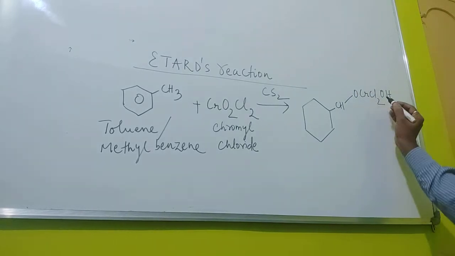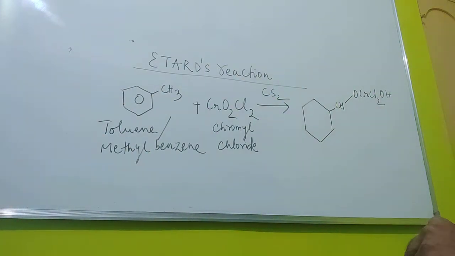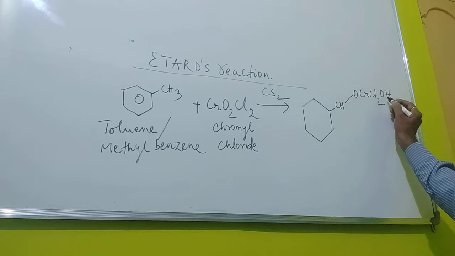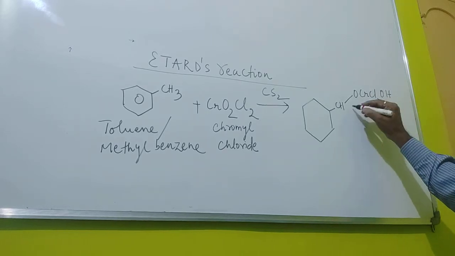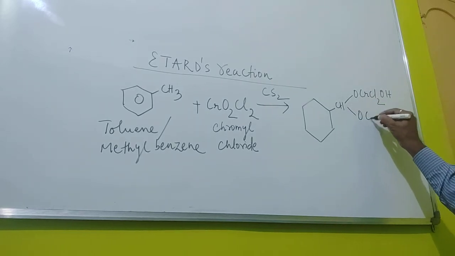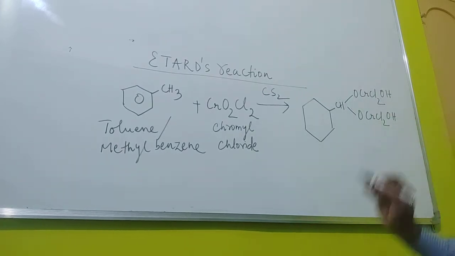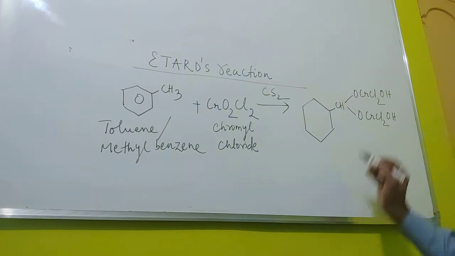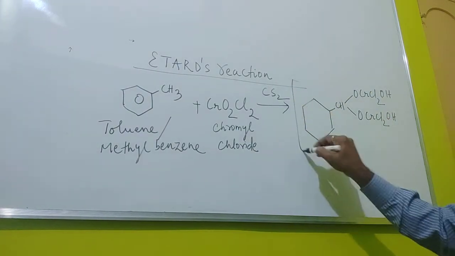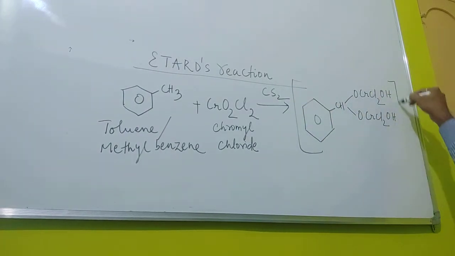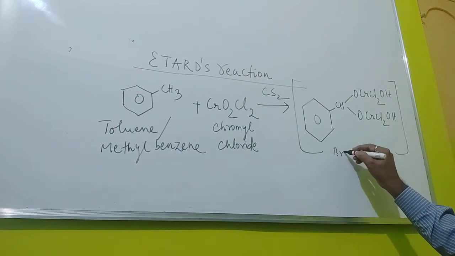So OCrCl2OH is a group. You have to keep in your mind, one group is there, that is OCrCl2OH, that is attached to carbon. So it is a brown complex, but that is unstable.